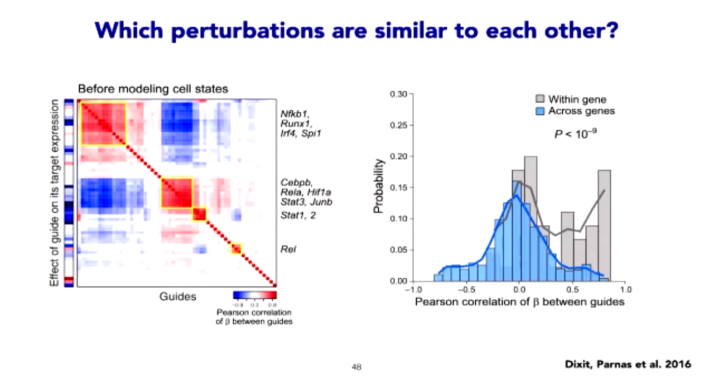And the histogram on the right shows the histogram of the correlation coefficients between the effect size vectors of every guide. And as expected, the correlation coefficients between guides within a gene are higher than the correlation coefficient across the genes. And of course, because of the single cell readout and the sparsity, the correlation coefficients are not as high as you would expect.